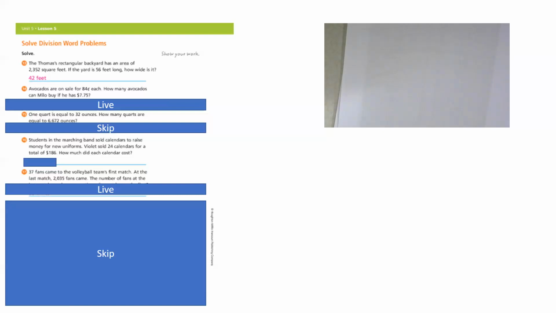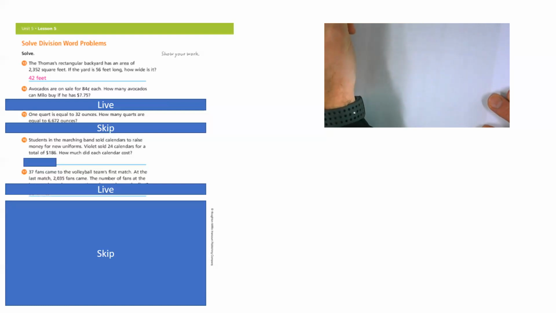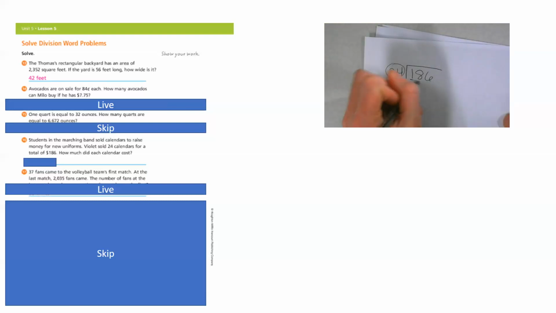Number 16, students in the marching band sold calendars to raise money for new uniforms. Violet sold 24 calendars for a total of $186. How much did each calendar cost? So the total is 186. You want to figure out how many 24s that is. When you figure out how many 24s that is, we'll know how much it costs per. So 24 cannot go into 1, it cannot go into 18, but it can go into 186.